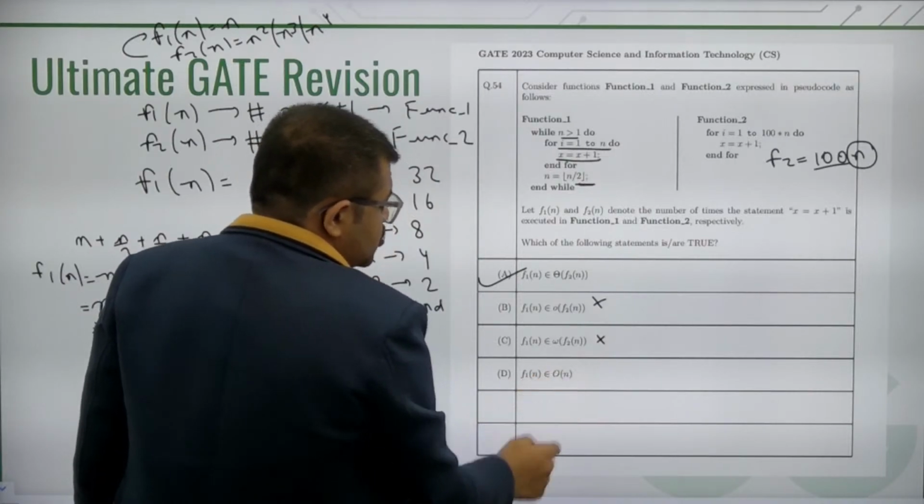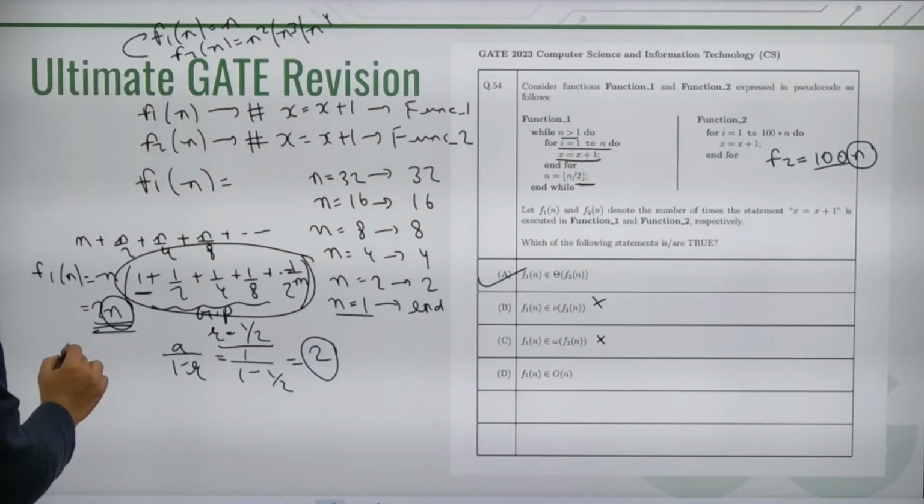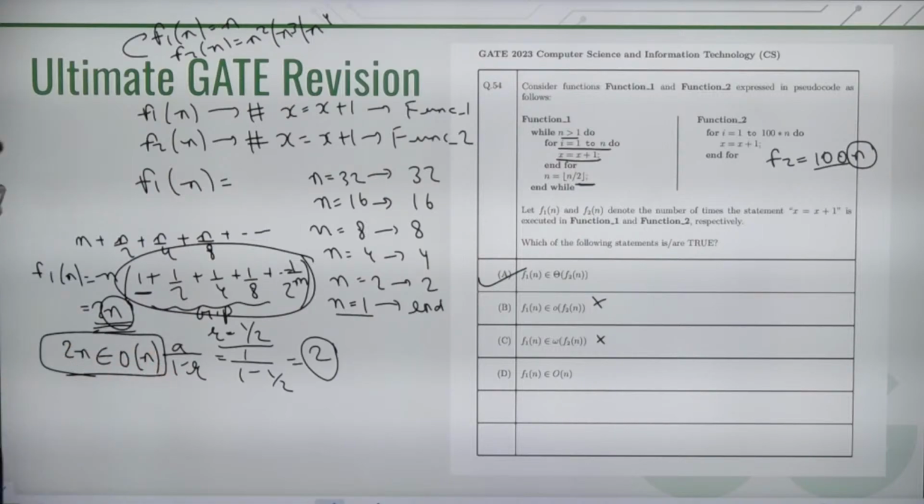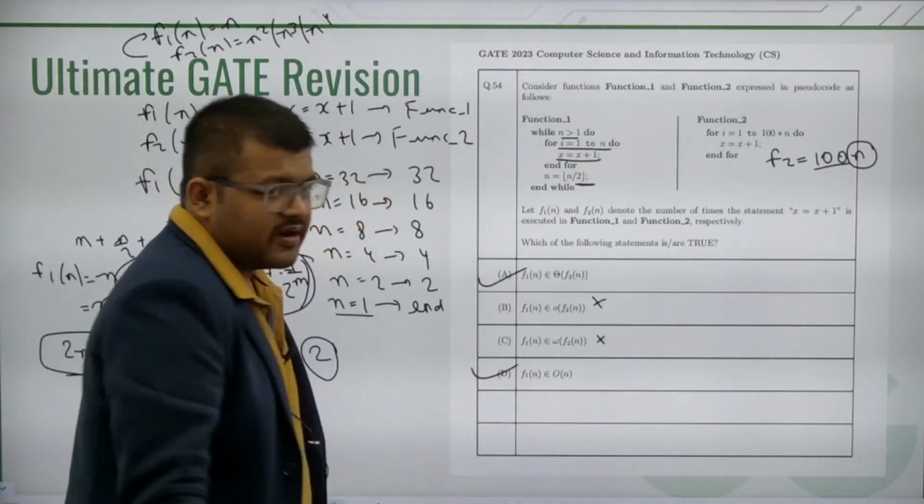And f1 of n belongs to big O of n. That is true. 2n belongs to big O of n. This is increasing with respect to n. So A and D are the correct options.